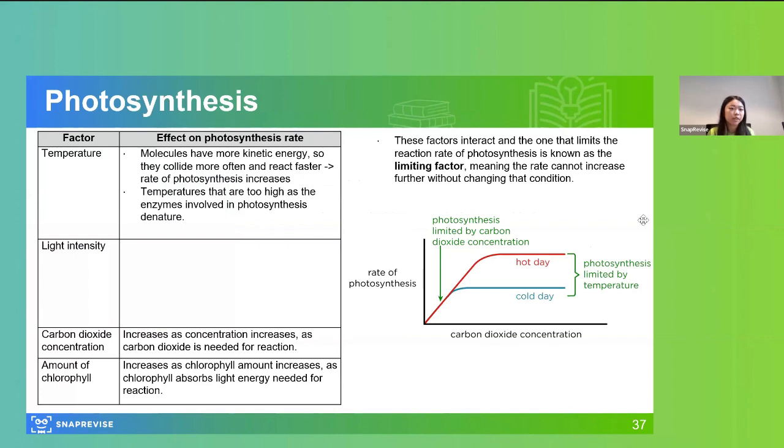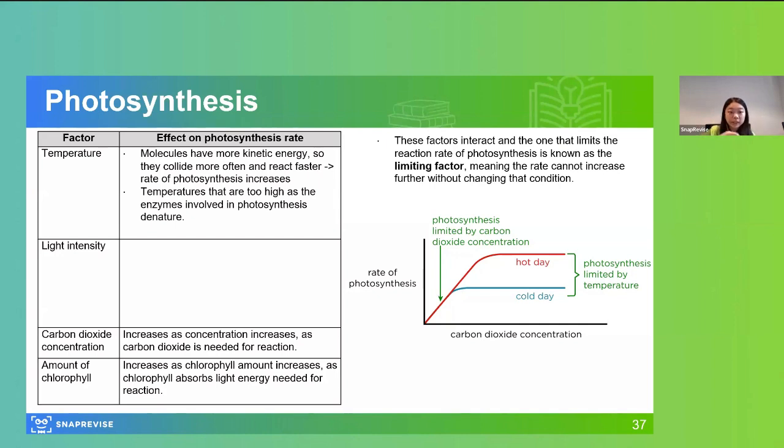So first, let's look at temperature. Molecules with a higher temperature have more kinetic energy. This means they'll collide more often and react a lot quicker. This causes the rate of photosynthesis to increase. However, it's important to note that when temperature is too high, this can cause enzymes to denature. Denature meaning their active site changes, they change shape and can no longer bind. So when temperatures are too high, enzymes denature and therefore no longer work.